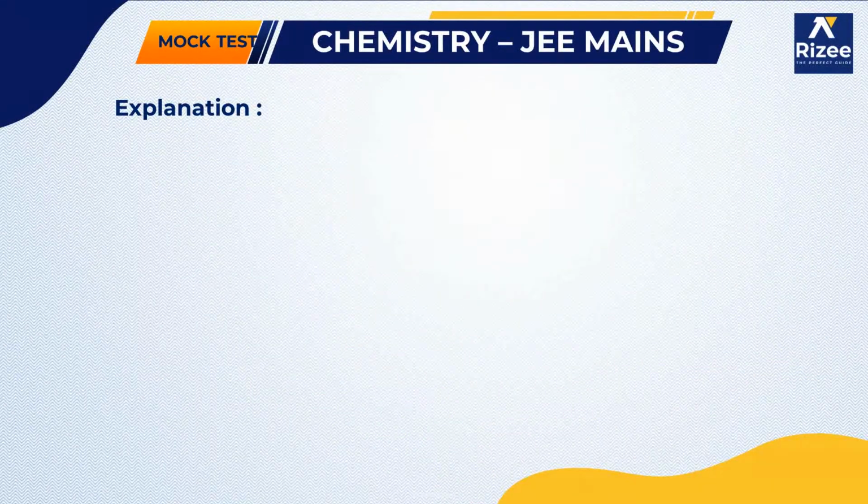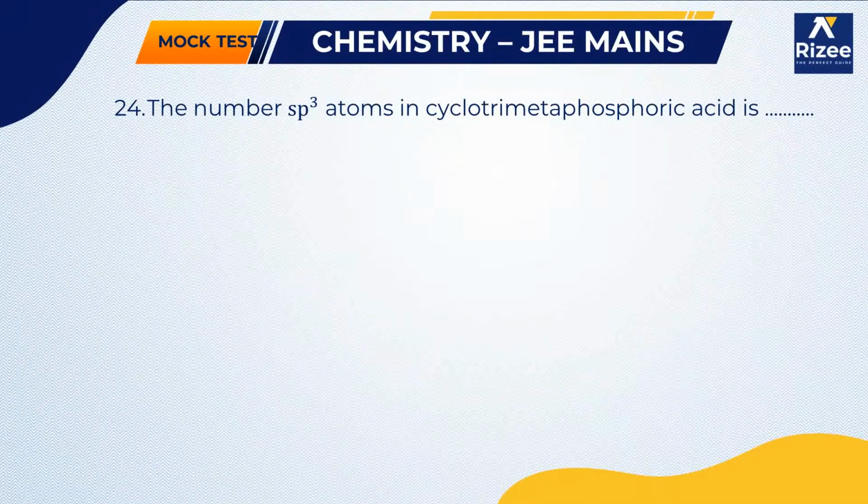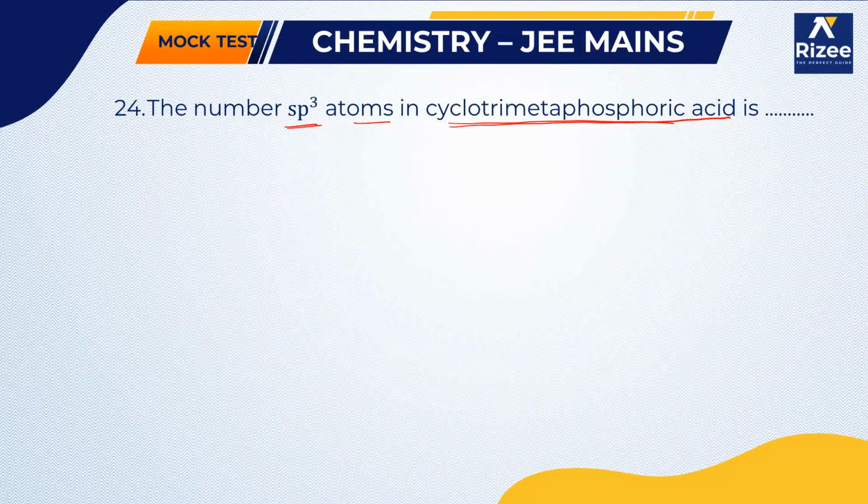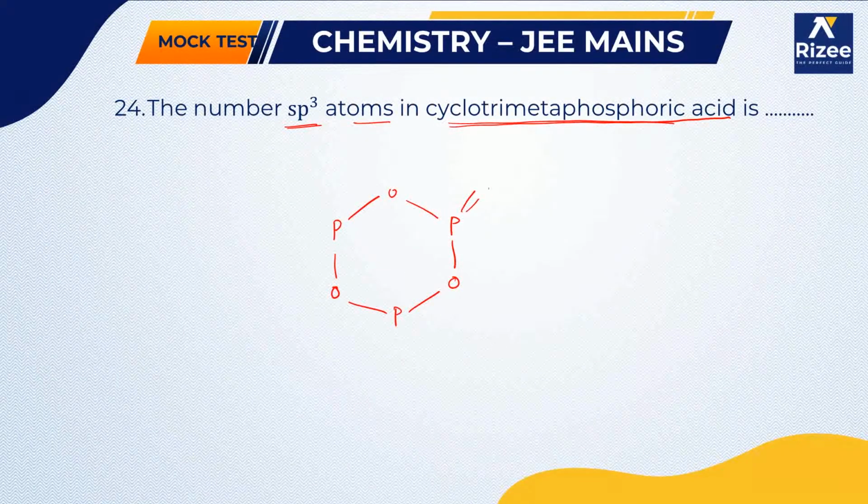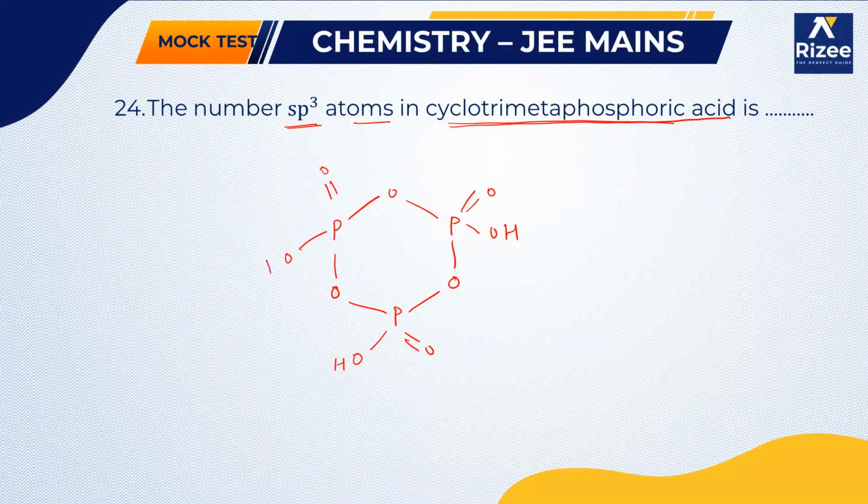Okay, then moving on to our next question. The number of sp3 atoms in cyclotrimetaphosphoric acid. What is cyclotrimetaphosphoric acid? Then we can find the sp3. So first of all, let's see the structure of cyclotrimetaphosphoric acid. So this is the structure, and he is asking how many sp3 atoms are there.